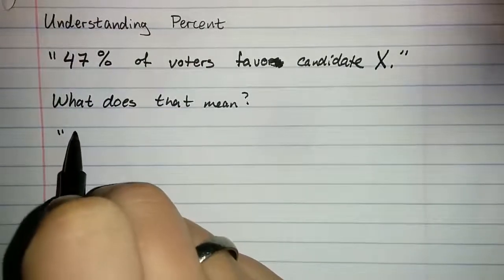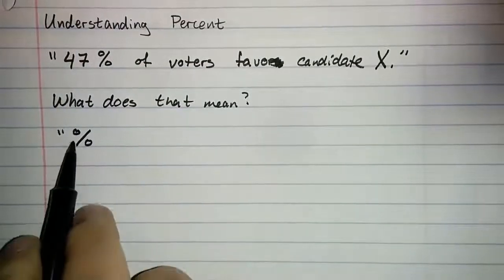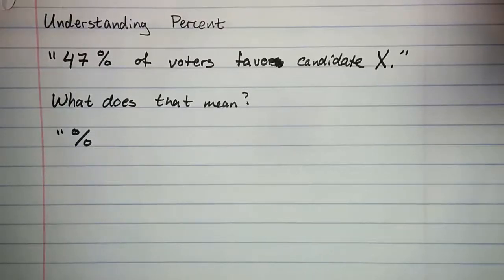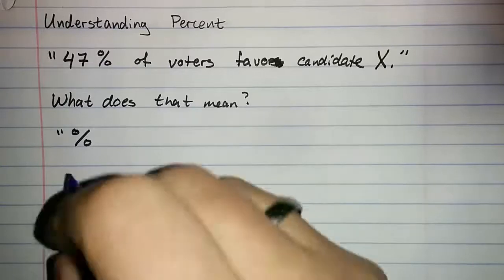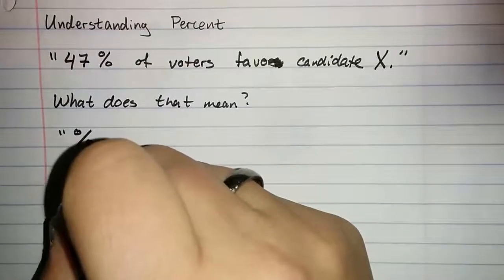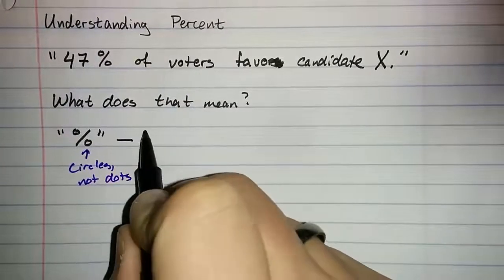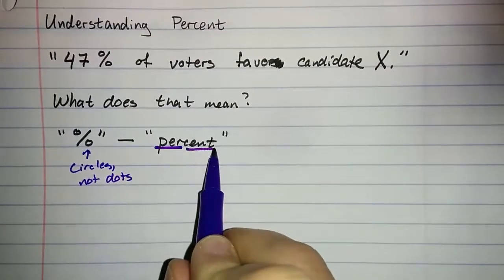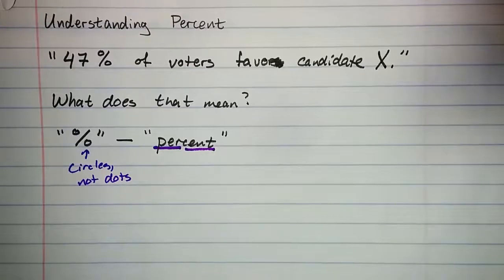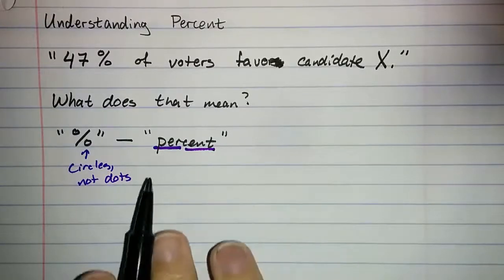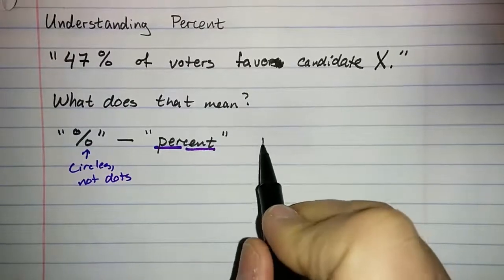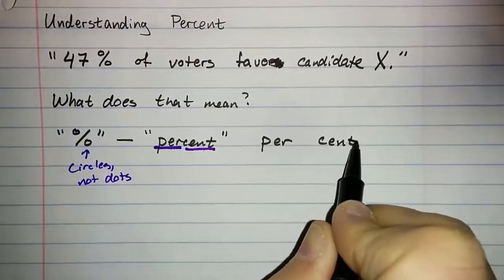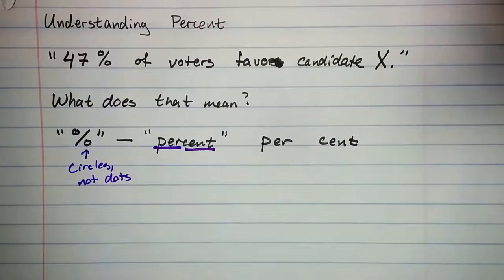This symbol that we write with two little circles with a slash between them. Notice that these are circles, not dots. We read this as percent. Per cent. If you look at super old texts, they write this as two words. Per cent. What does that mean?